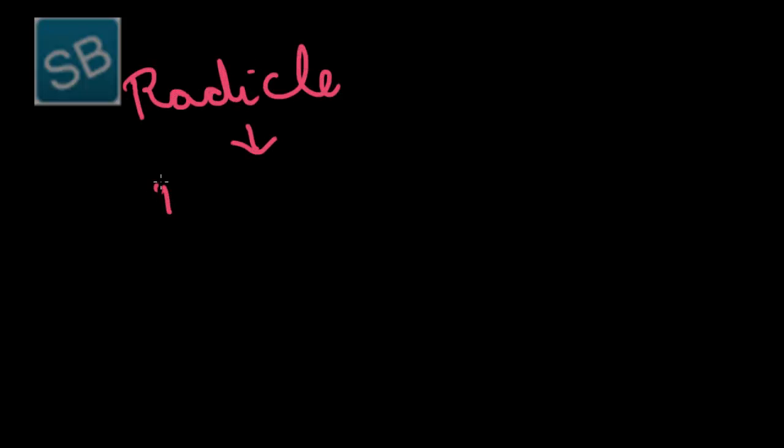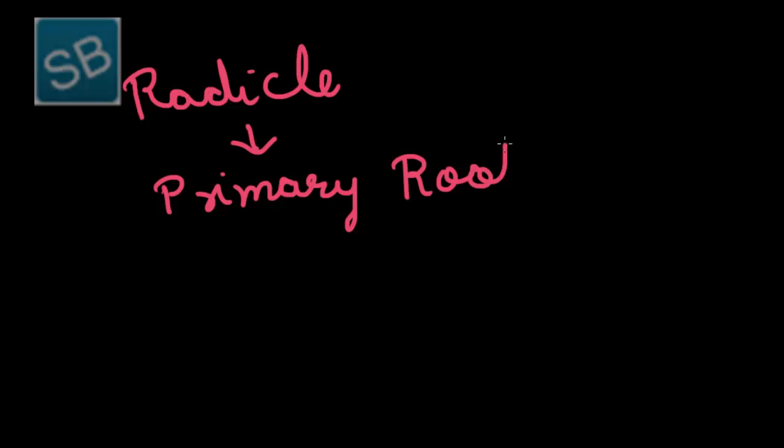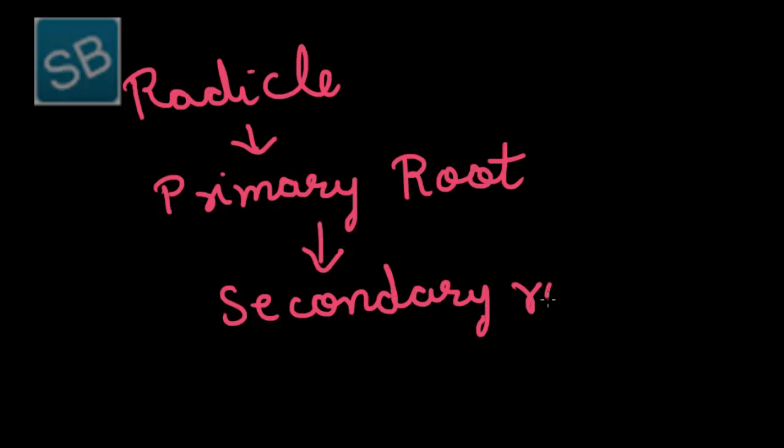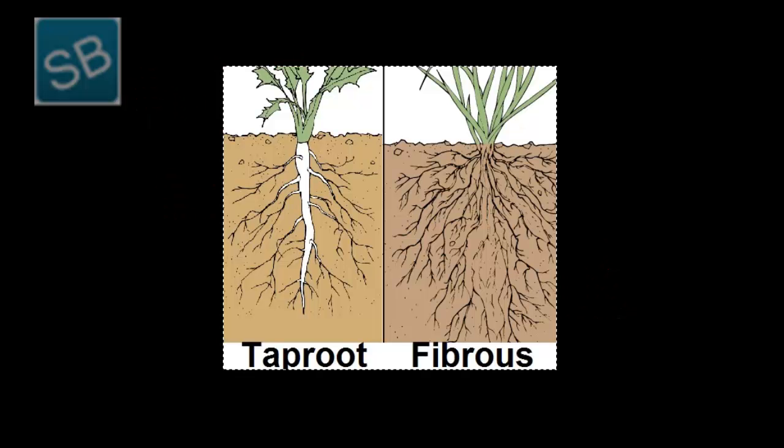As seen earlier, the primary structure developing from the radicle is known as the primary root, and the secondary structure developing out of it is known as the secondary root. This is an image that depicts the types of root. If the primary root that develops out of the radicle is stronger and longer, then the branches arising from it are known as taproot, and such a system is known as the taproot system.